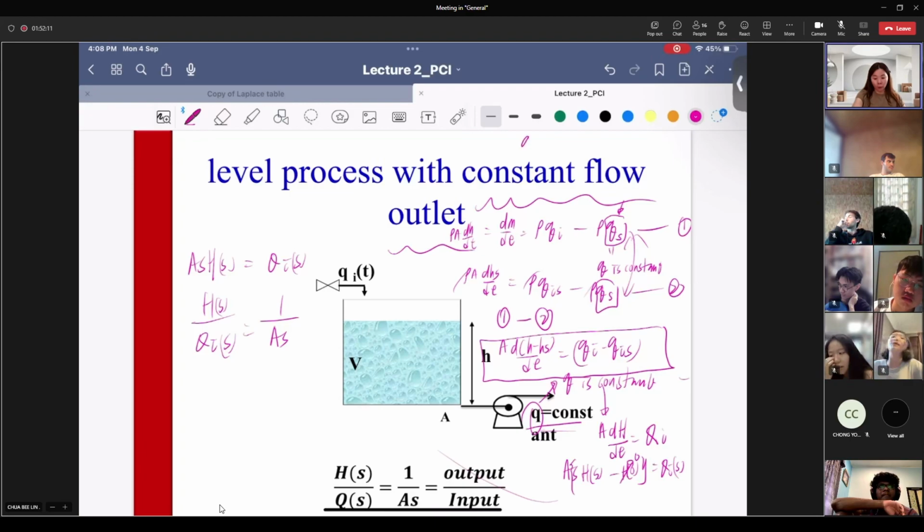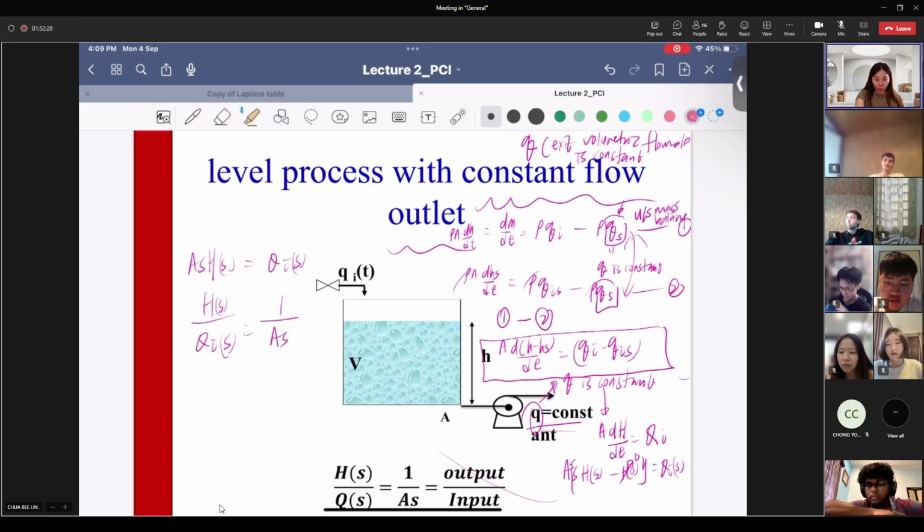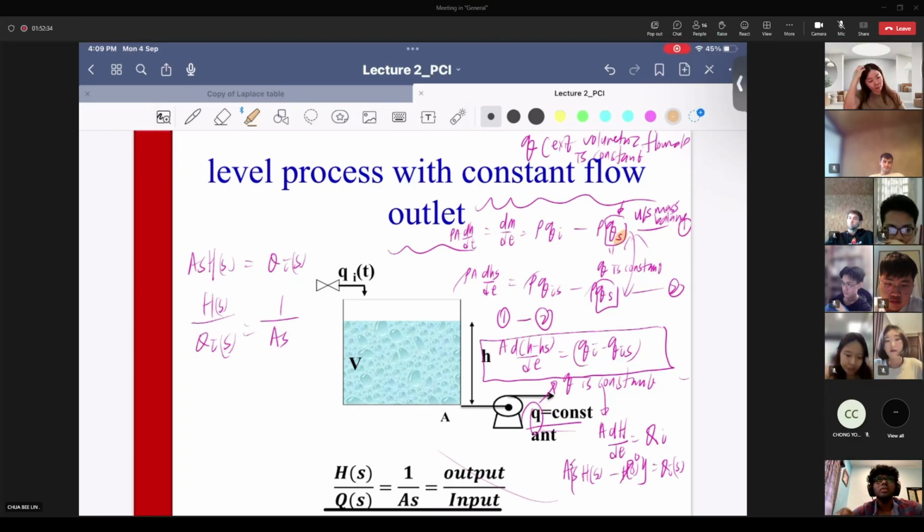This is when Q, the exit volumetric flow rate, is constant. When it is constant, during the unsteady state mass balance, you should put your Q as Q subscript s.